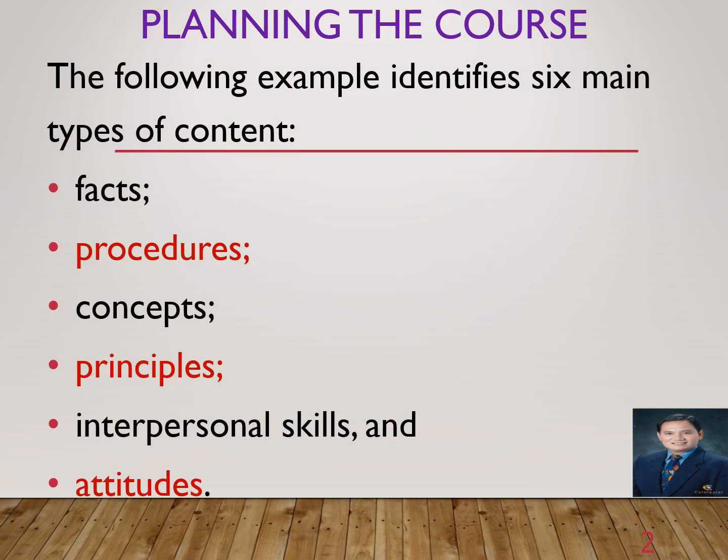Experts identify six main types of content. We have facts, procedures, concepts, principles, interpersonal skills, and attitudes. Of course, the types of learning content: when we say facts, these are unique, specific information that answers the questions who, where, and when. Facts are shown, exhibited, or indicated. Examples are data, lists, historical events, and others.